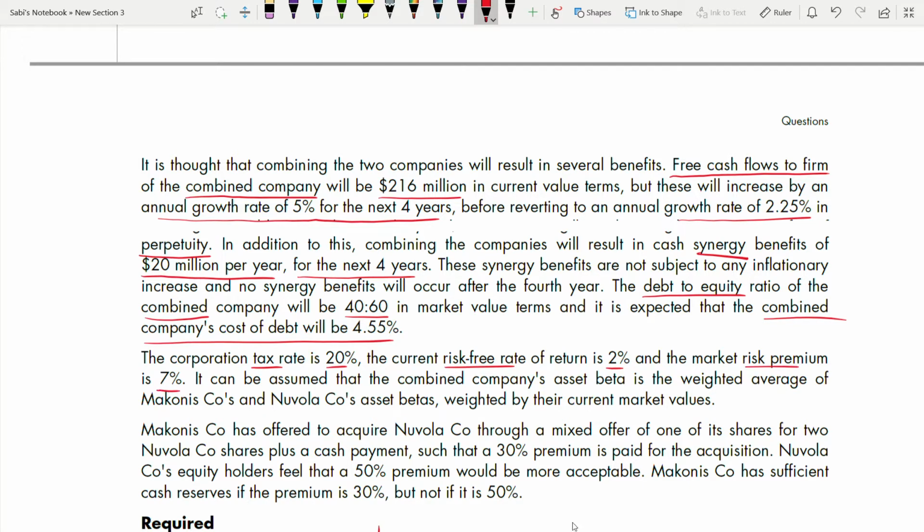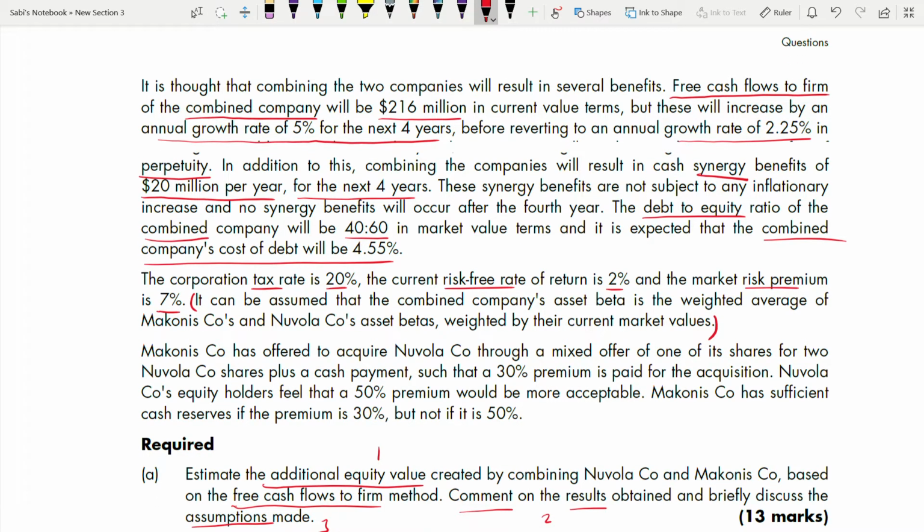It can be assumed that the combined company's asset beta is the weighted average of Makonis's and Nuvola's asset betas, weighted by their current market values. Clearly, you have to use this. You have to be very critical of this. How are you going to find the combined company's asset beta? Right? It has been assumed. So the assumption is that the combined company's asset beta is the weighted average of the two companies' asset betas weighted by their current market values. So that's how you have to find the asset beta.